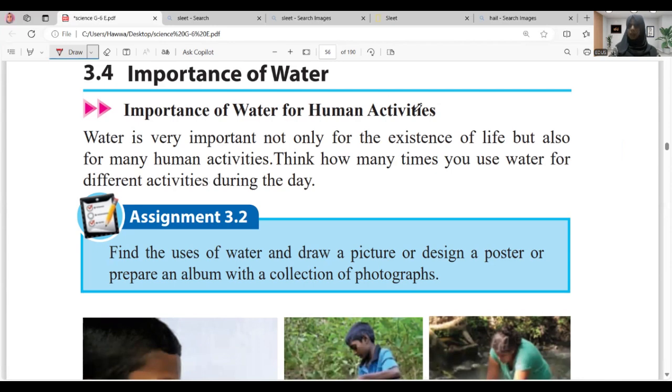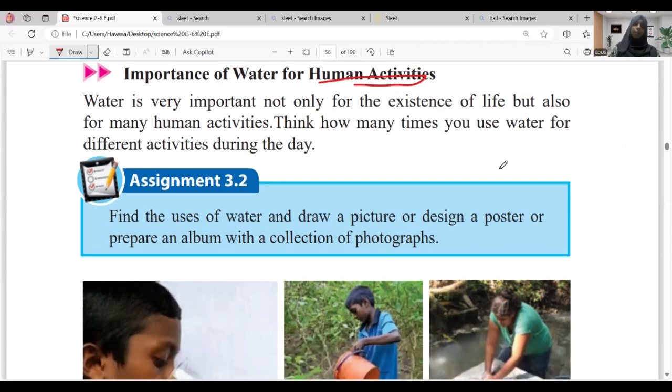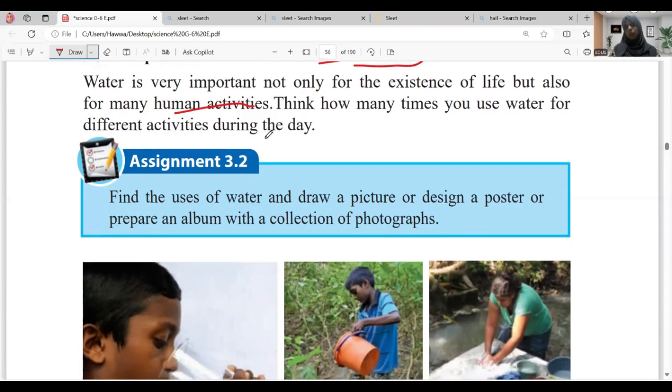So importance of water for human activity. Not only for humans, water is important for animals, water is important for industry. Industry means business activities also. Production, producing stuff. I'll explain, we'll look forward. So water is very important not only for existence of life, but also for human activities. Think how many times you use water.